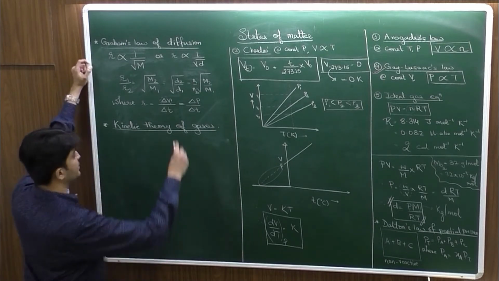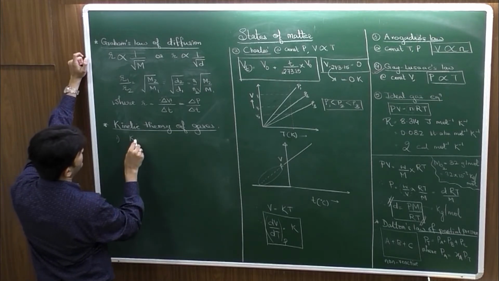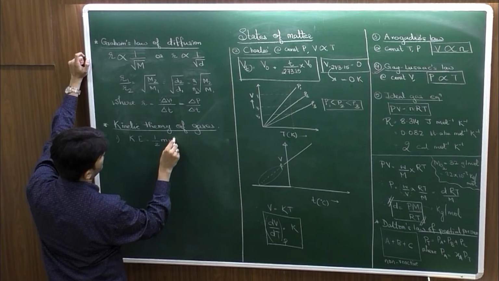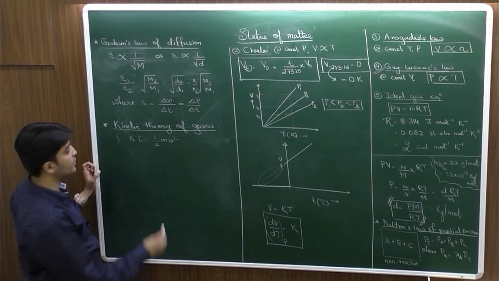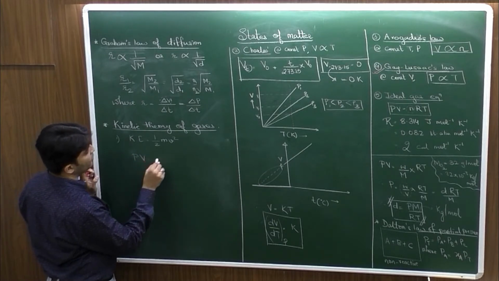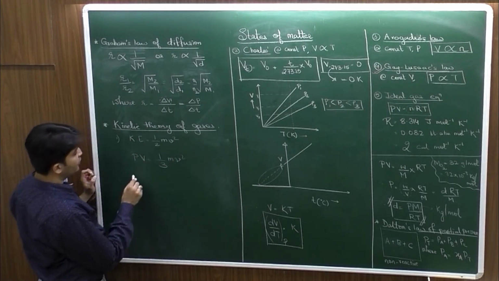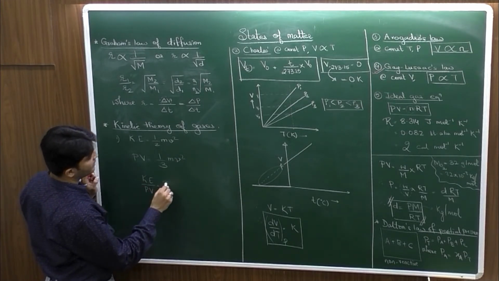So the first important expression over here is kinetic energy equal to half mv square, and this v is the root mean square velocity of the gas molecules, and the PV expression was 1 by 3 m into v square. Therefore, when you take the ratio of kinetic energy upon PV, you get 3 by 2.